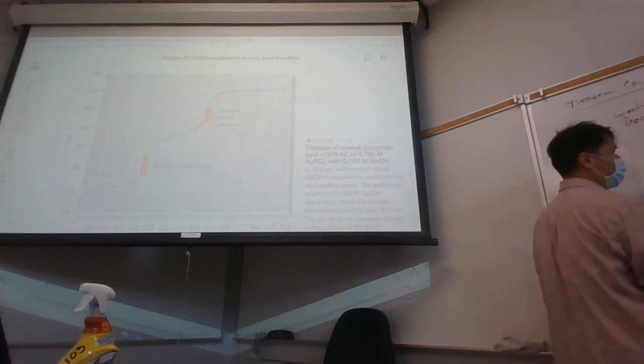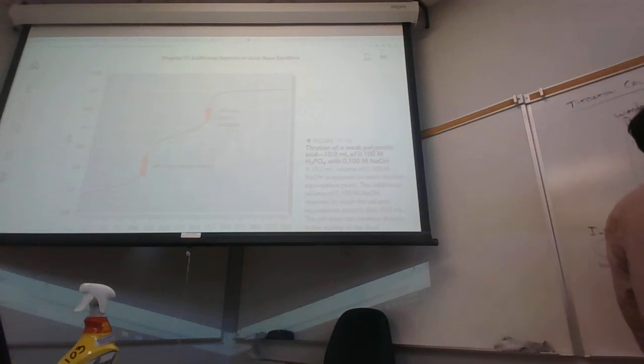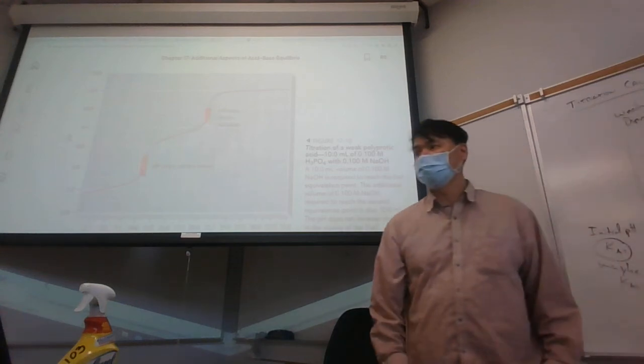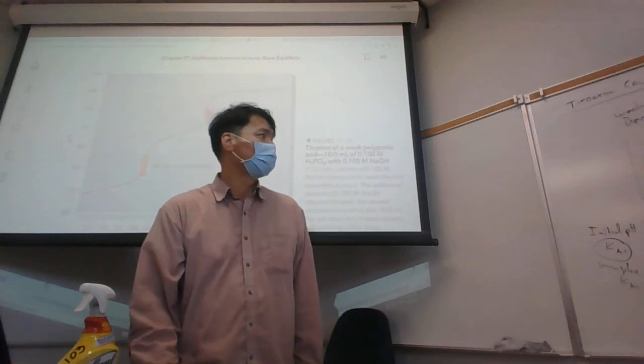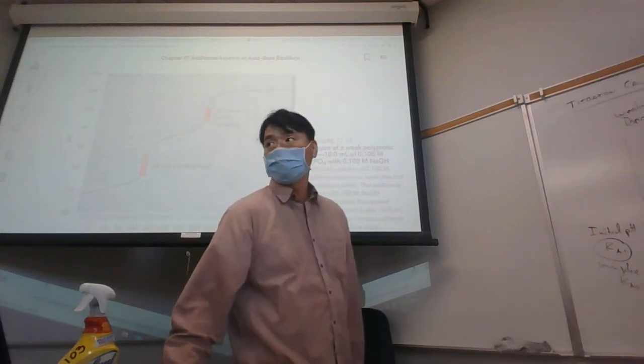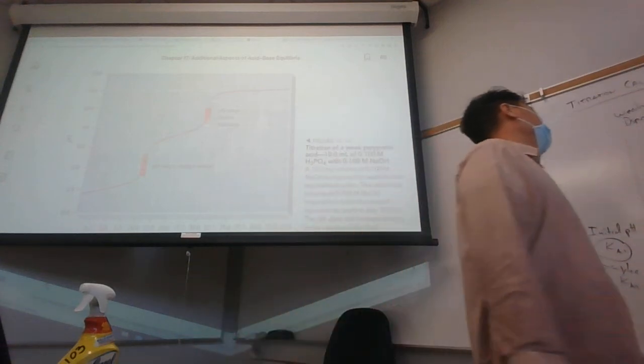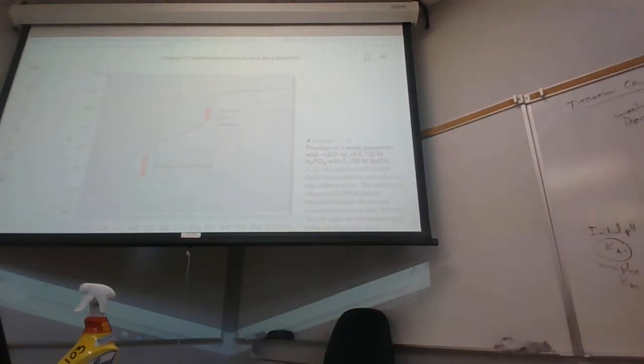So here, weak diprotic acid. When we hit the first equivalence point, we make an amphoteric salt and water. When we hit the second equivalence point, we make a dibasic salt and water.